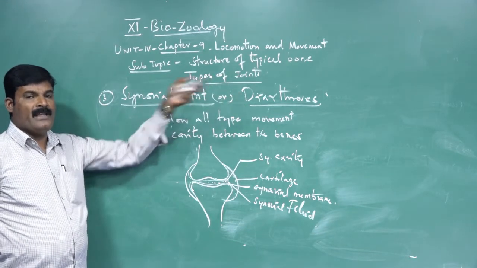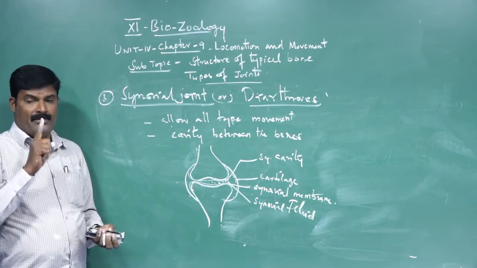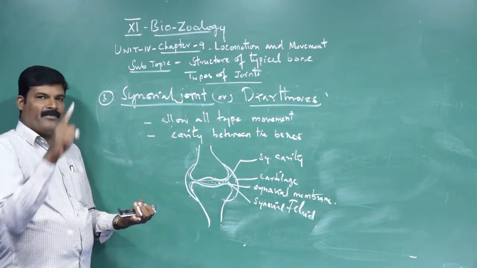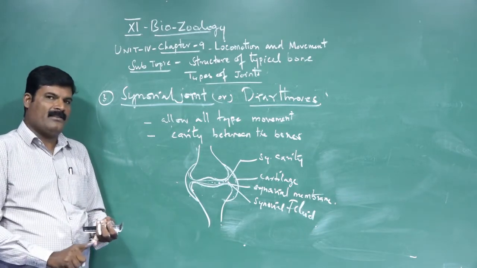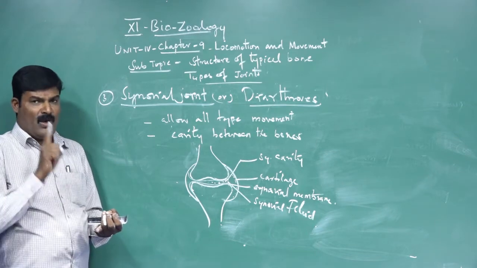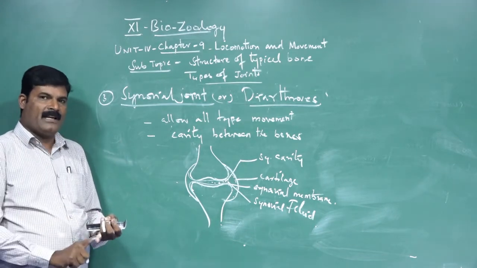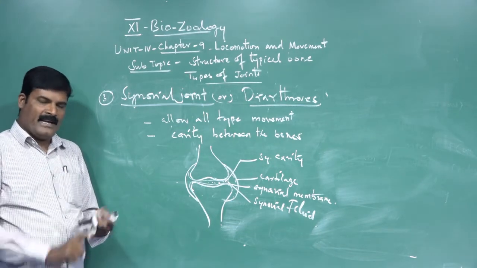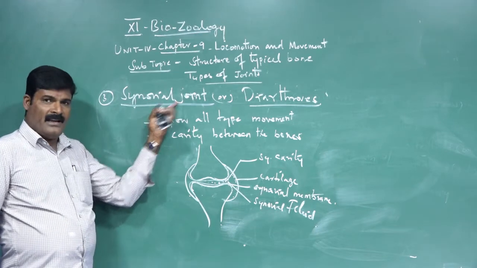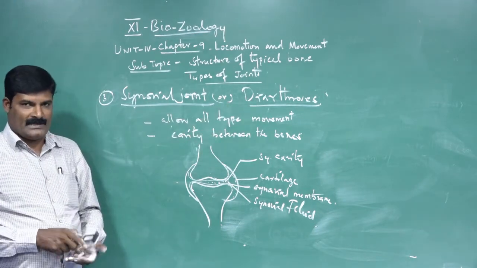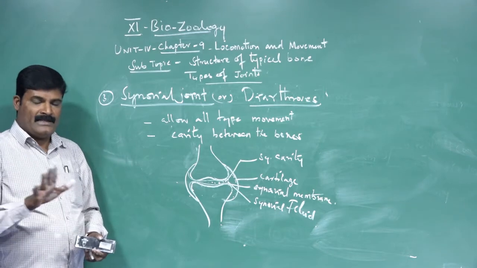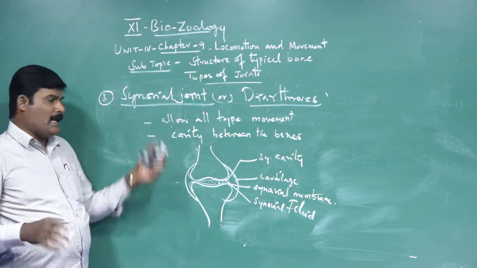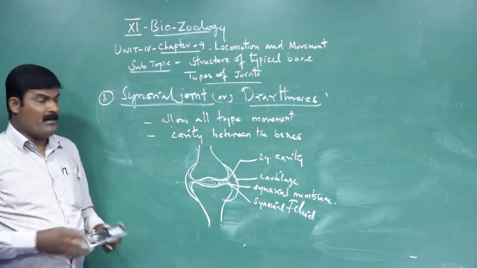Okay, listen students. There are three types of joints. One is the fibrous joint, otherwise called what? Synarthrosis. The second type is the cartilaginous joint, otherwise called amphiarthrosis. The third type of joint is called what? Synovial joint, otherwise called diarthrosis. Fibrous joint, no movement. Cartilaginous joint, little movement. Synovial joint allows more types of movement.